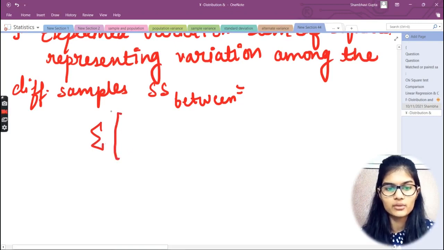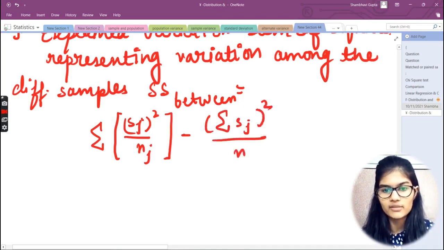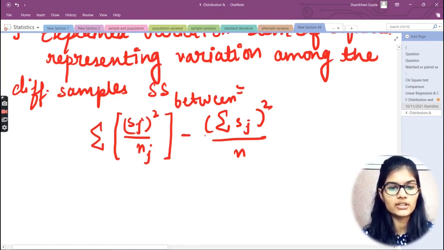So its sigma bracket goes on like this. I would just write out Sj whole square divided by n of j, bracket closed like this, subtracted, then we have sigma s of j bracket whole square divided by n. Hope you are very much clear with this particular thing as well, whatever I had just written out at this place. Now, explained variation is already done.